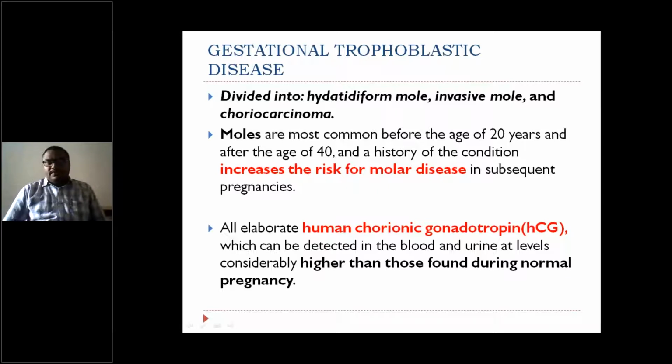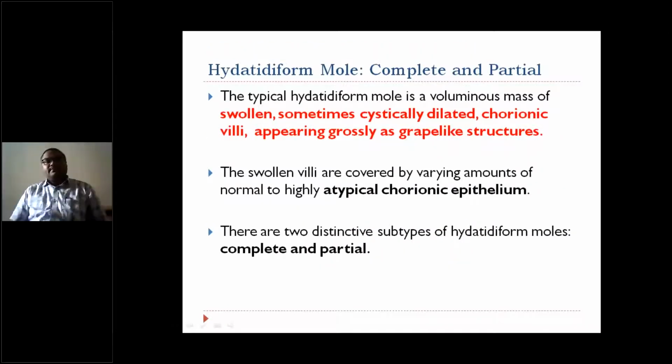The clue for this type of disease is an extremely elevated HCG level, which can be detected in the blood and urine, and is considerably higher than that found during normal pregnancy. You know that in normal pregnancy HCG is elevated because of the cytotrophoblast and syncytiotrophoblast of the normal placenta, but in these patients it is abnormally elevated. Please remember. So let us take the Hydatidiform mole.